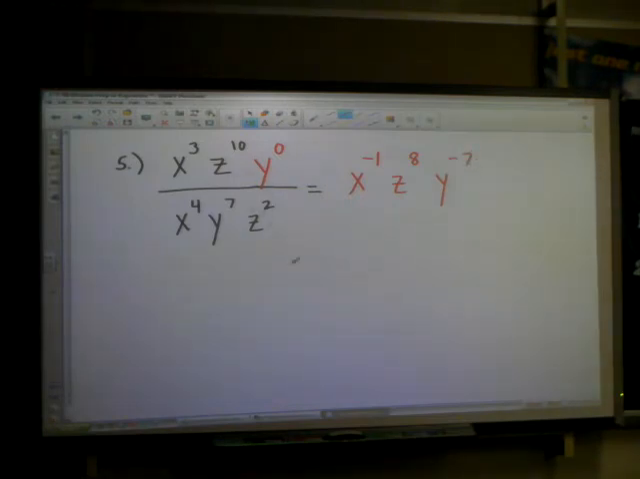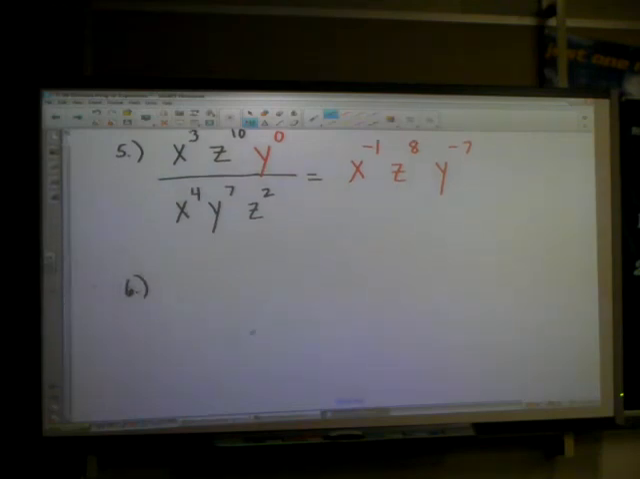So whenever you're missing a piece, whether it's on the top or the bottom, with multiplication it wasn't that big a deal. With division it is, because we need to make sure we're subtracting accurately. So if you're missing a piece, put in that variable to the 0 power. Okay? So try one similar to that down here. Let's do a to the 4th, b to the 2nd, divided by a to the 7th, b to the 7th, c to the 7th.